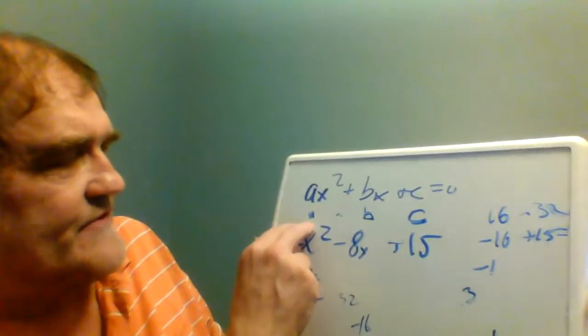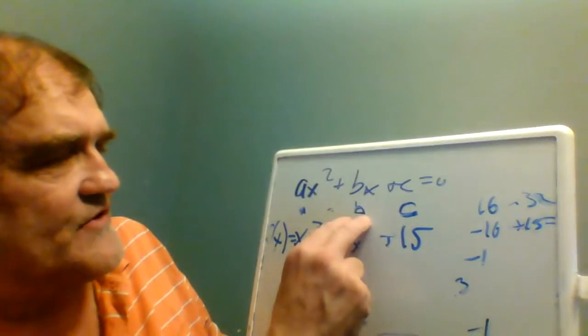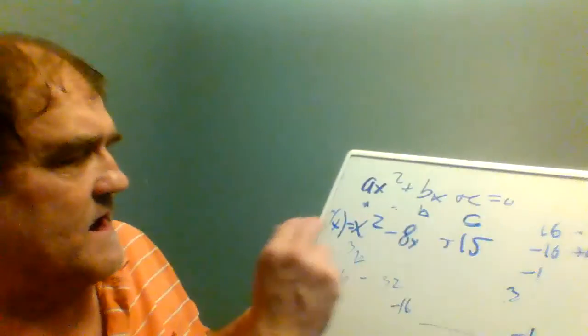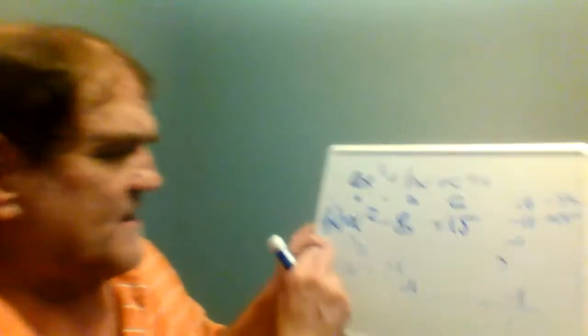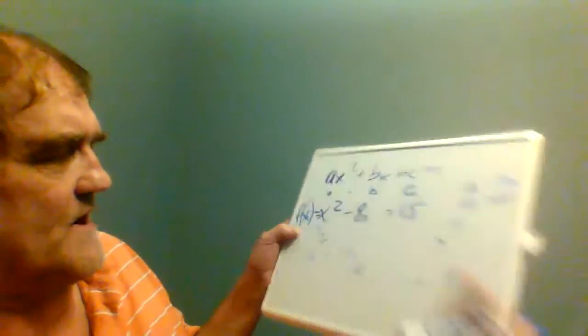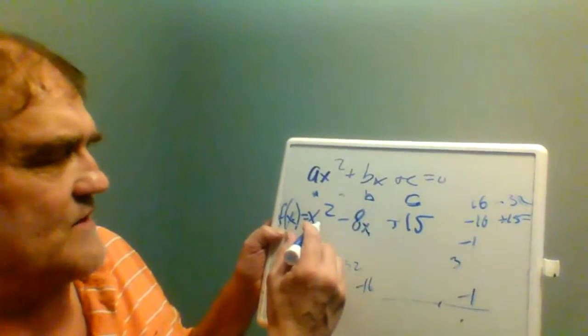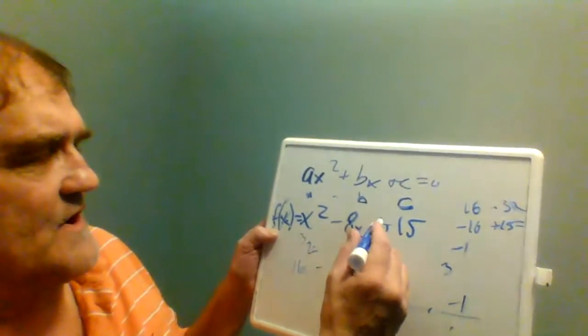Ax represents a, bx represents b, and c represents c. In a quadratic equation, it's usually written like this. If you use it as a function, it's written f(x), and here's the quadratic equation: f(x) is equal to x squared minus 8x plus 15.